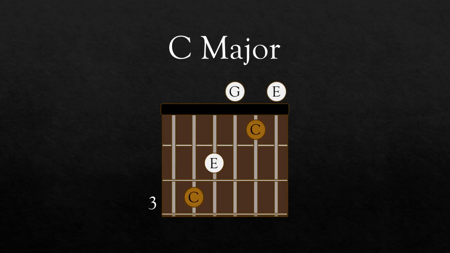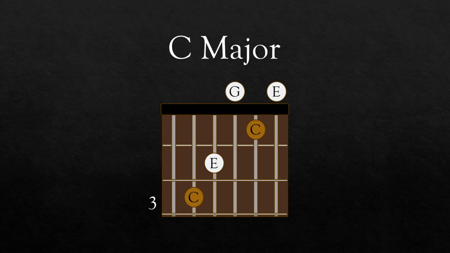Let's examine the C major chord. Like the other chords we'll explore, the C major chord has at least two root notes, one on the nut side and one on the bridge side. The positions of these root notes determine the shape's name. In this case, we have a C-shaped C major chord.